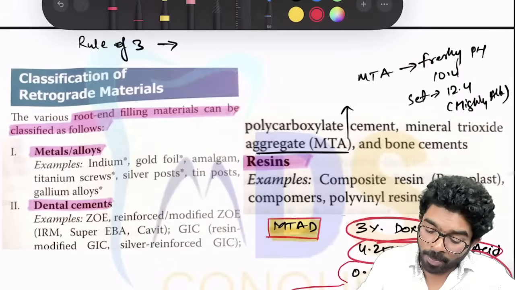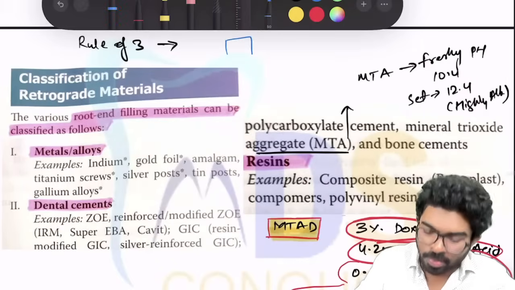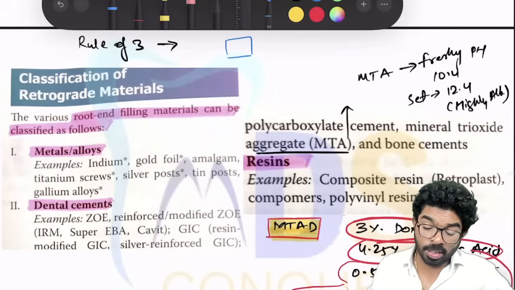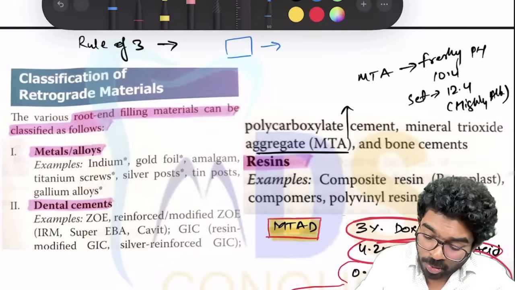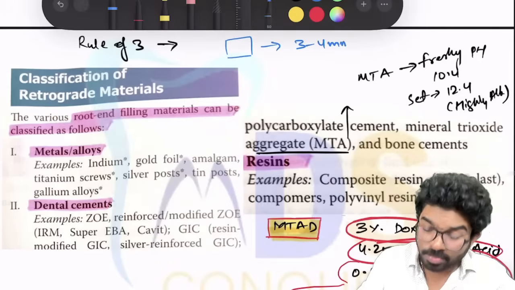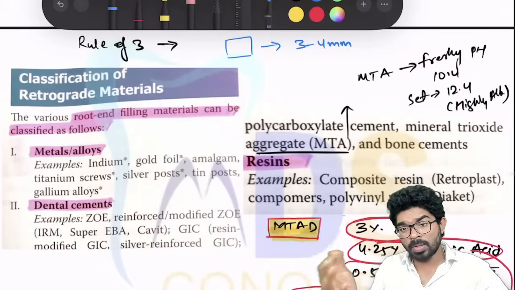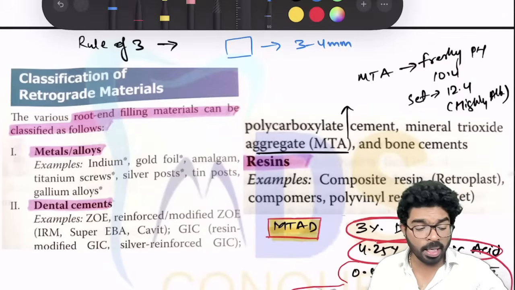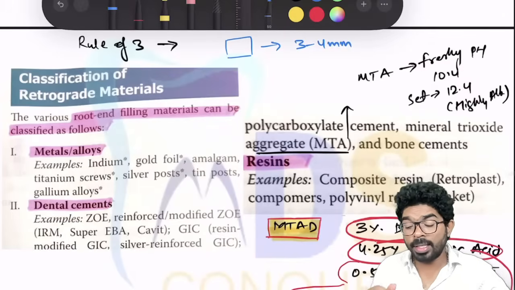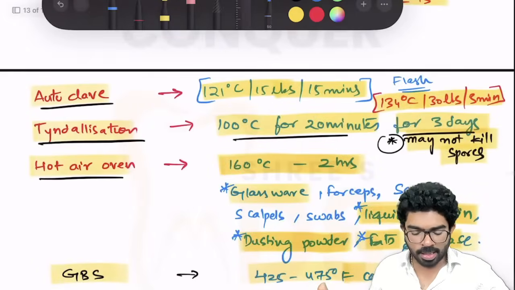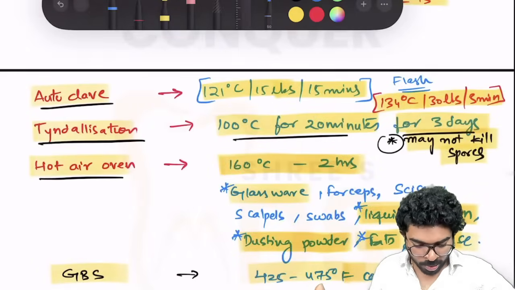So whenever I'm going for a periapical surgery, I'm going to do a hole. Osteotomy I'm going to do. The size of the osteotomy that I'm going to do in modern endodontics, I'm not talking about traditional, I'm talking about modern microscopic periapical root surgery. The size of osteotomy I'm going to do is 3 to 4 millimeters.